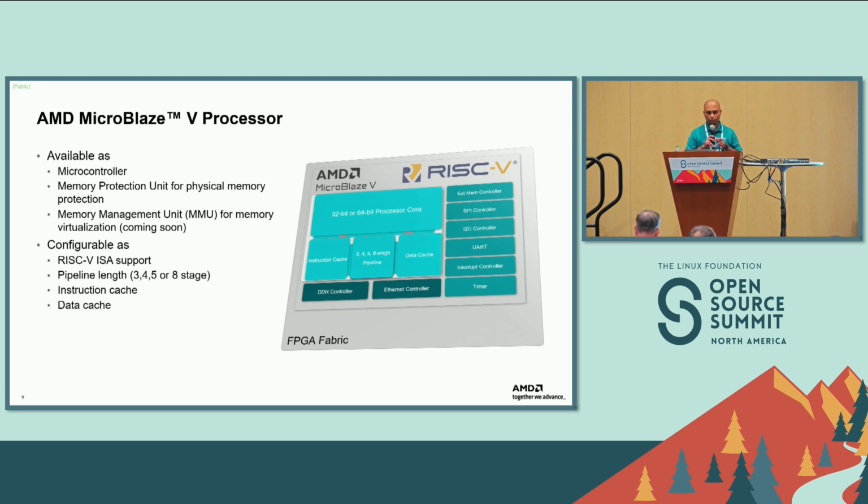So the MicroBlaze-V processor can be configured. It is available as a microcontroller, and you can configure the memory protection unit for physical memory protection. It also supports the MMU, which is coming soon, for memory virtualization. MicroBlaze-V can be configured with the RISC-V ISA architecture, and it supports multiple pipeline lengths, like 3, 4, 5, and 8 stages. It also supports the instruction cache and the data cache, which are required for any operating system to run.